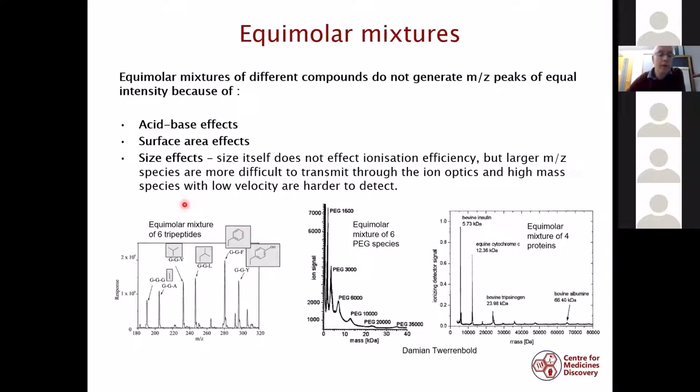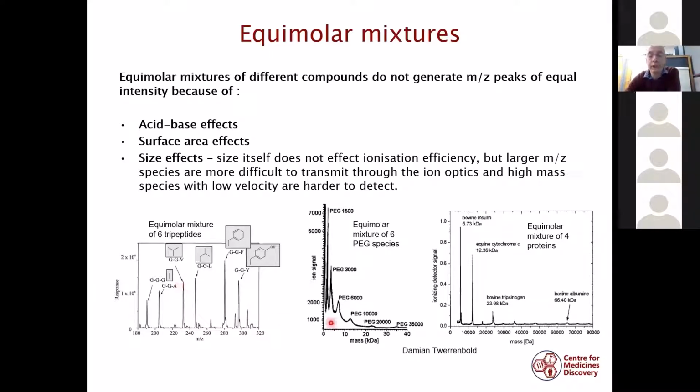So these are spectra of some small molecules. It's an equimolar mixture of 6 tripeptides, and you can see you are experiencing different ion intensities for these 6 species. It's a lot more dramatic when you go up the mass scale.